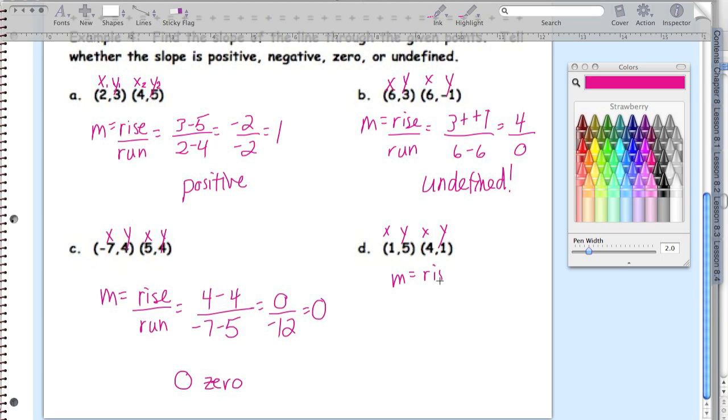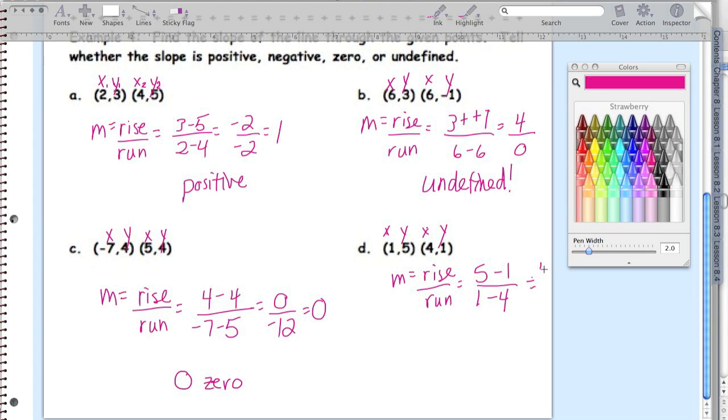And the last one, x, y, x, y. Slope is equal to rise over run. Rise, I'm going to subtract my y values, so 5 minus 1. Run, I'm going to subtract my x values, 1 minus 4. Notice, if I do this one first minus this one, I have to do this one first minus this one. You have to go in the same order, just like we did with corresponding sides.